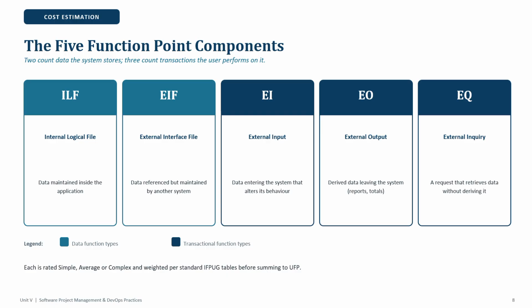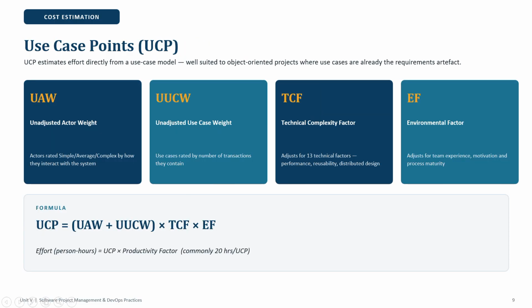In this, sky blue is the data function types and dark blue is the transactional function types. Each is rated simple, average, or complex and weighted per standard IFPUG tables before summing to UFP. Then use case points. Use case points estimate effort directly from a use case model, well suited to object-oriented projects when use cases are already the requirements artifact.